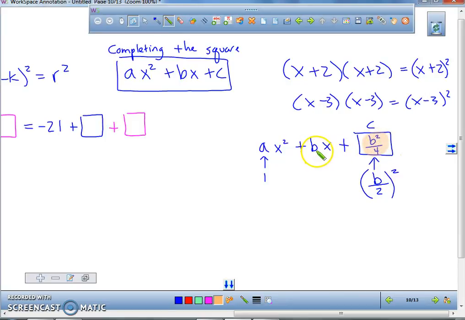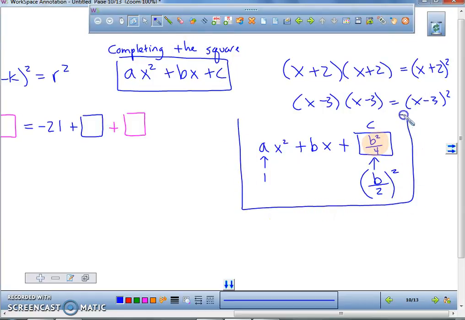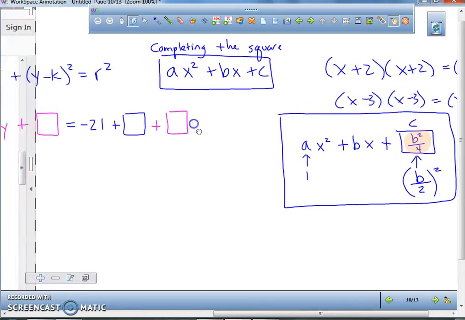The b value will be squared and it'll be divided by 4. That's one way you can do it. What I'd like to do is just take half of it and square it. So hopefully you have this little pattern in your journal, so in case you need to complete the square, you know what to do.